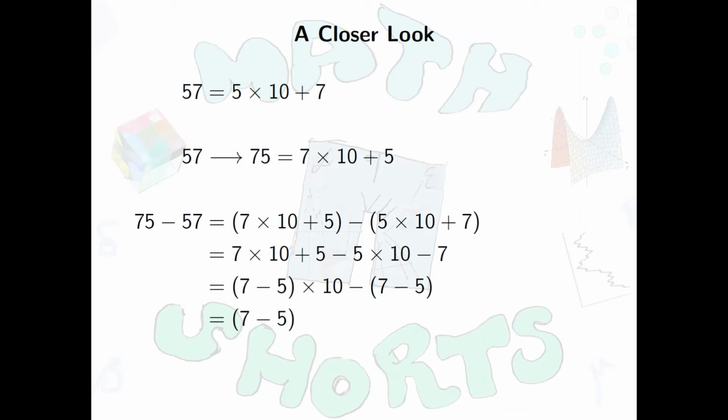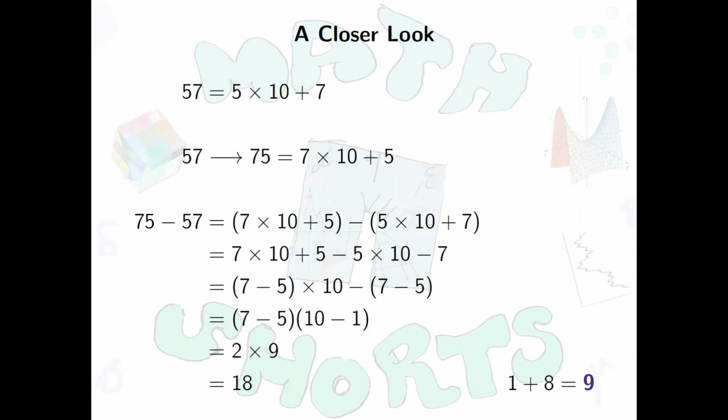Now we have a common factor of 7 minus 5 in both terms. What's left over? We've got a 10 from the first term and a minus 1 from the second term. So that gives us 2 times 9, which is 18, and 1 plus 8 is our 9.